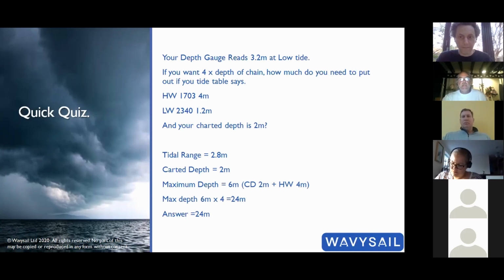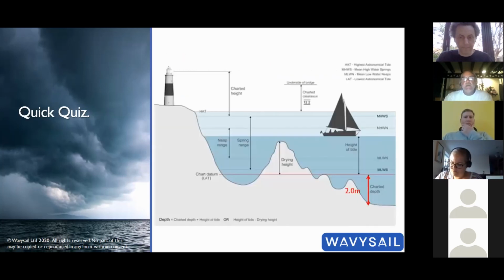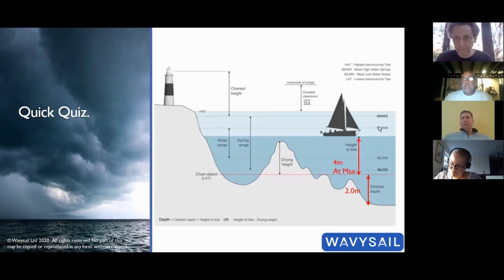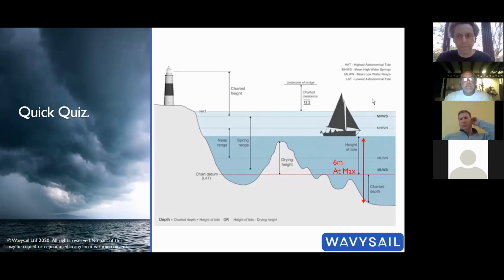So if we look at that, expand it a bit, there's our 2 meters chart datum. There's our maximum height, which was 4 meters. That gives us our 6 meters total. But when we started, it was 3.2 meters: 1.2 meters of height, 2 meters of chart datum.